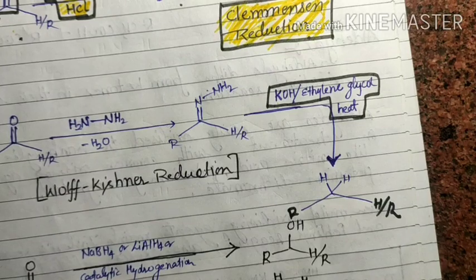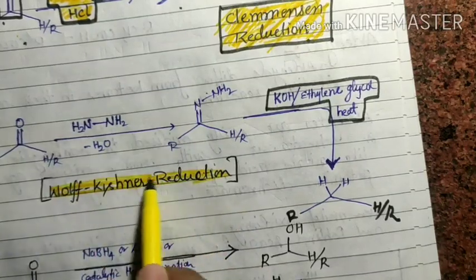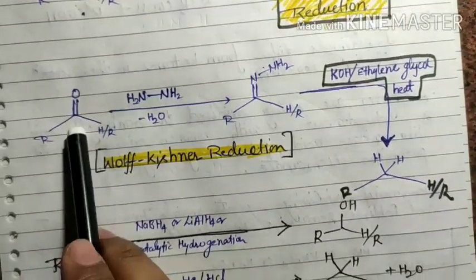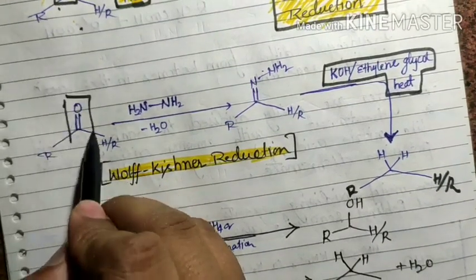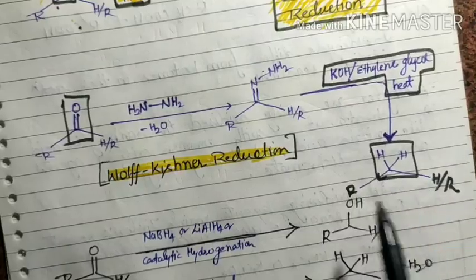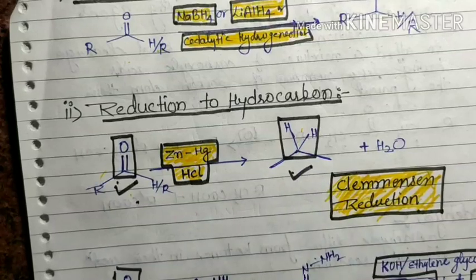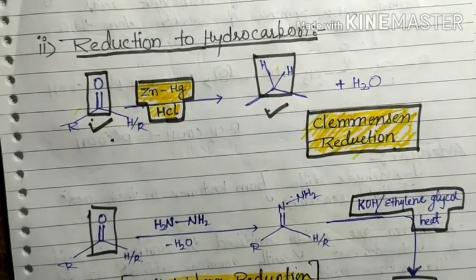This reaction is also a name reaction, and its name is Wolff-Kishner reduction. So here are two name reactions, Clemmensen and Wolff-Kishner, and the similarity between these two is that the conversion is the same. What is the conversion here? The C double bond O group, that is the carbonyl center, converts into a CH2 group, and in Clemmensen reduction also the C double bond O group converts into a CH2 group. So the product is similar in both name reactions but the reagent is different.